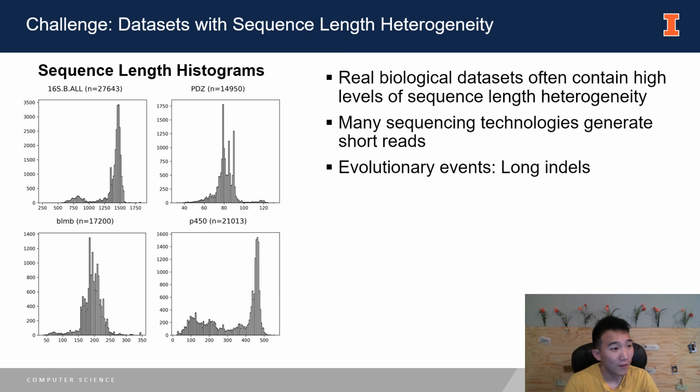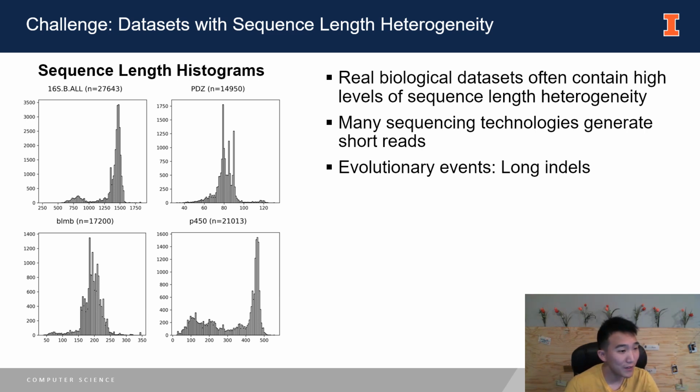One problem is that there are a lot of biological datasets with sequence length heterogeneity. By that we mean that there are sequences that have long sequence lengths in your dataset, but also short sequence lengths. On the left here, I'm showing some sequence length histograms, and you can see that there are two peaks in the top left 16S panel or bottom right P450 panel. Since the x-axes here are the sequence lengths and the y-axis is the count, when you see two peaks, that means there's a group of sequences centered around a certain sequence length, and then another group of sequences centered around another mean sequence length.